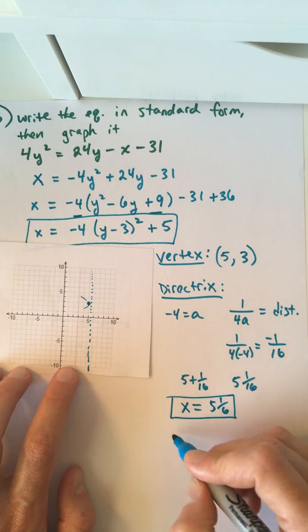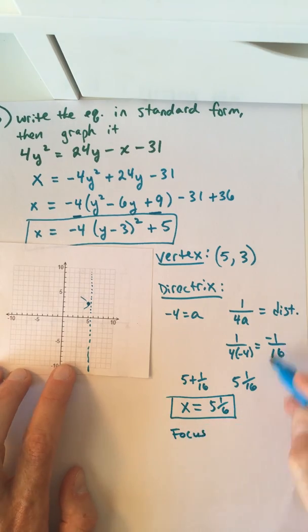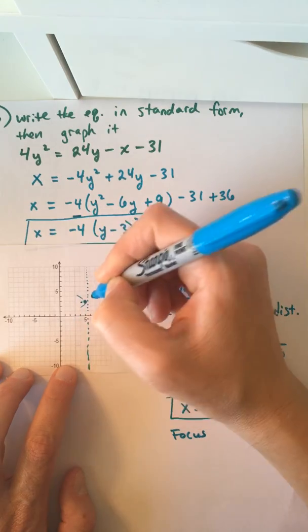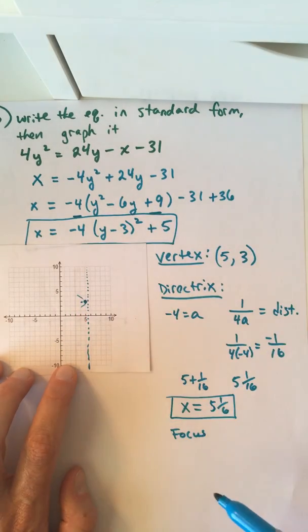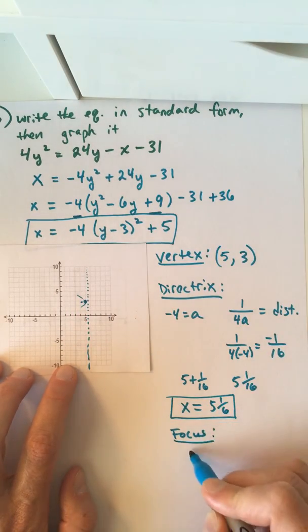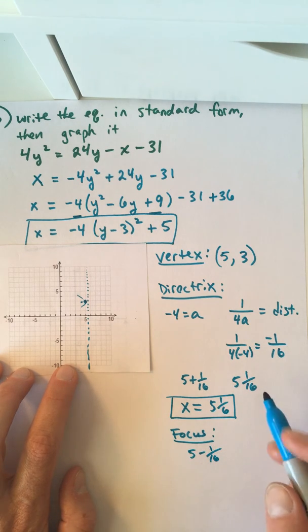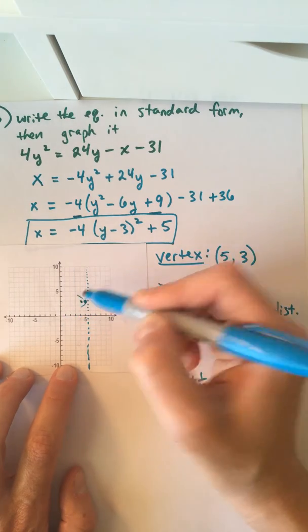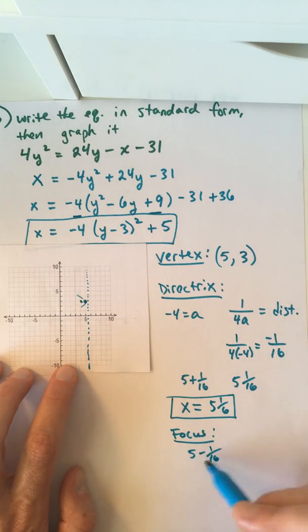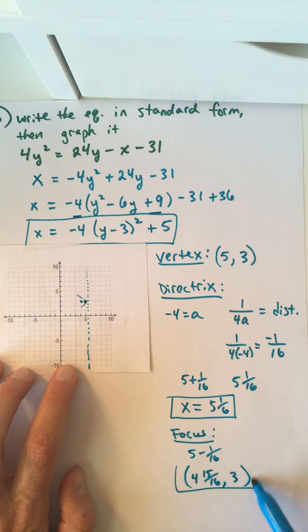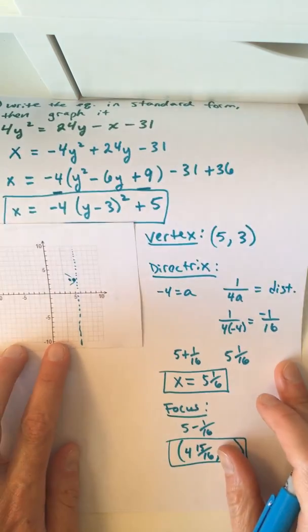The focus is that same distance, 1/16, in the opposite direction. So the focus is going to be a point right over here, 1/16 to the left of 5. So we can think about taking that 5 and subtracting 1/16. And the y value doesn't change. The y value is still 3. So 5 minus 1/16 would be 4 and 15/16. The y value is 3. And that is the coordinates of our focus.